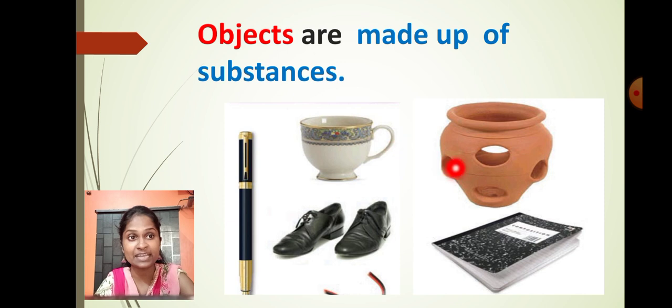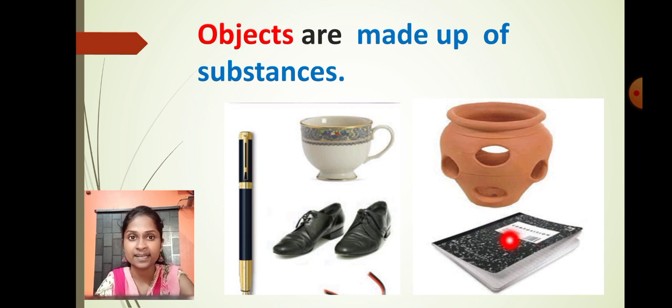You can see that over here. What is this? It is made up of soil. Am I right? Soil was the substance and it is a kind of object. You can see the pot-shaped structure over here. So this is the object. Can I say that objects are made up of substances?